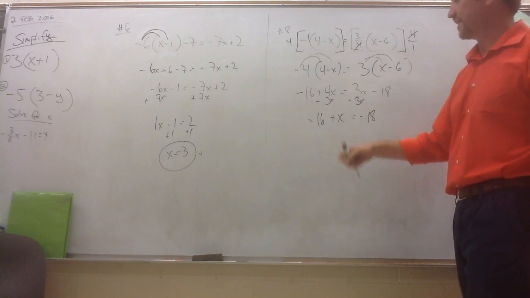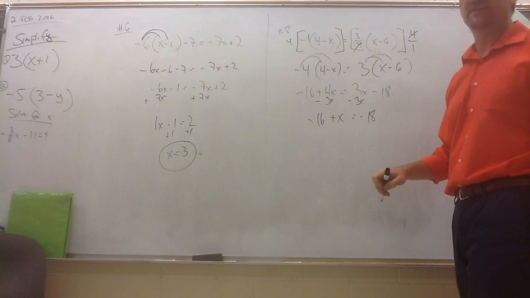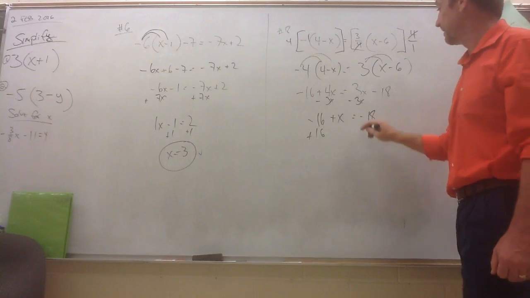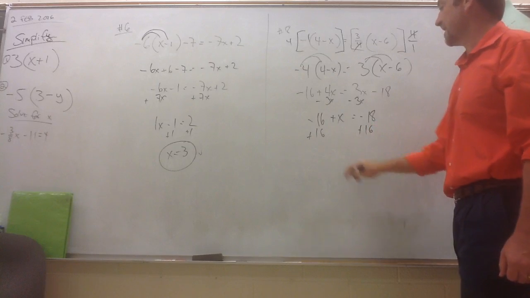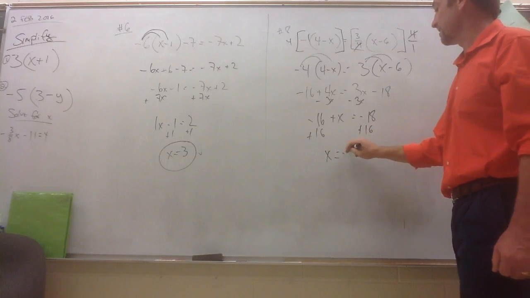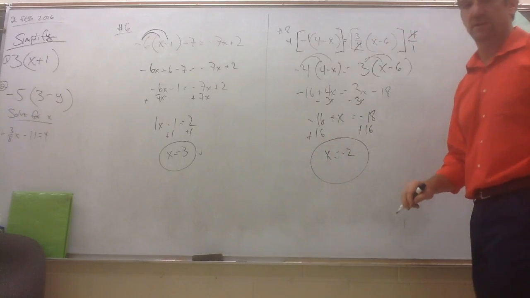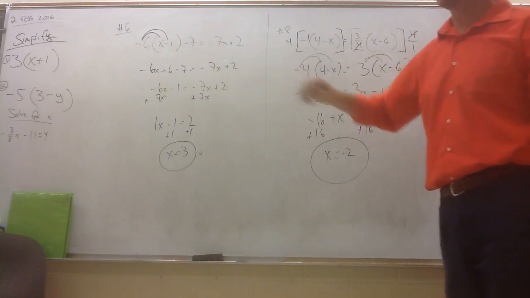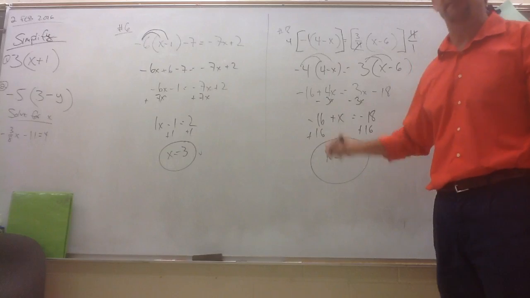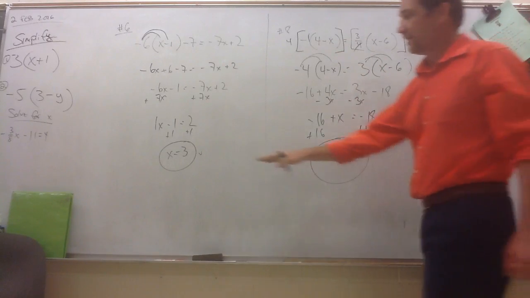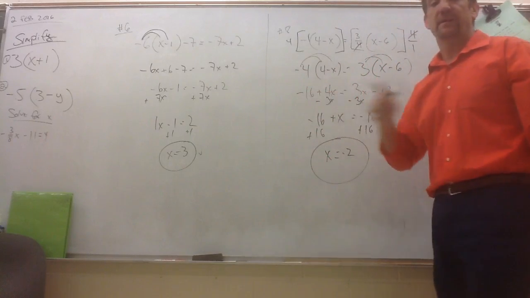Trying to get this x by itself, we want to get rid of this negative 16. We need to add 16. Add 16 to both sides gives you x equals negative 2. There's your solution. These equations do involve a few extra steps, but if you follow those steps carefully, you can continue to get correct answers. Get practice.